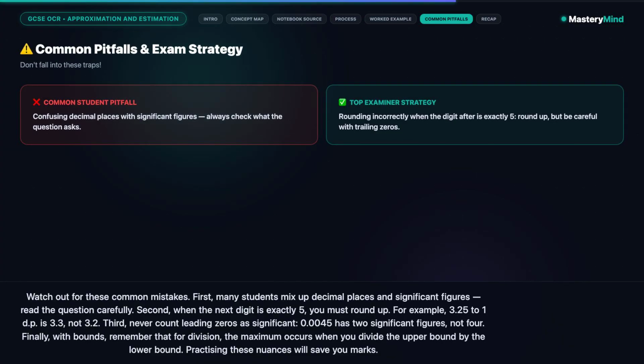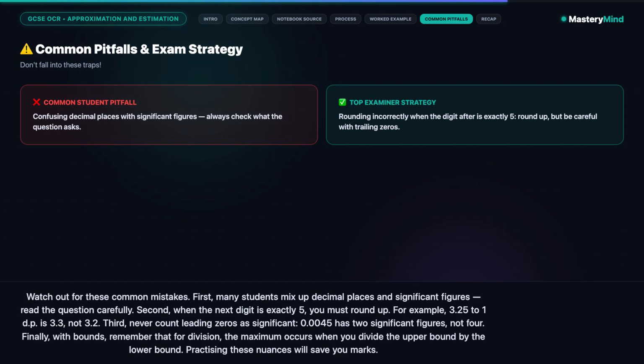Watch out for these common mistakes. First, many students mix up decimal places and significant figures. Read the question carefully. Second, when the next digit is exactly 5, you must round up. For example, 3.25 to 1 dp is 3.3, not 3.2.